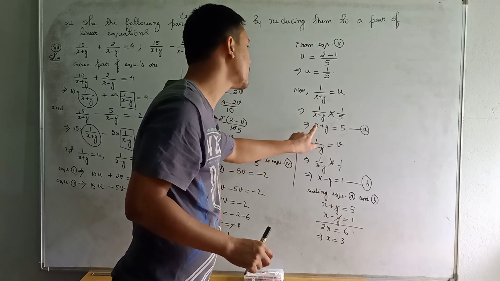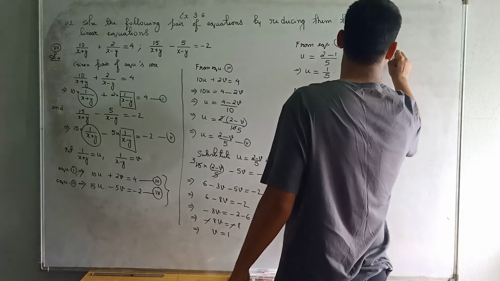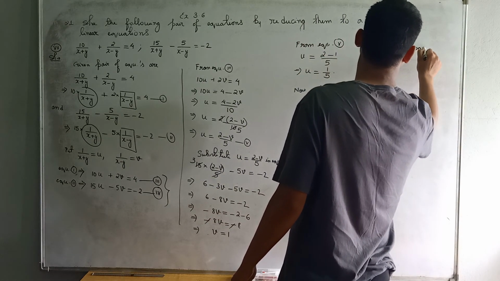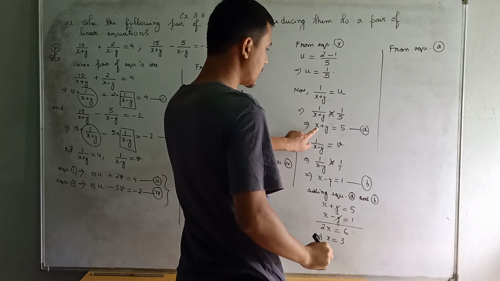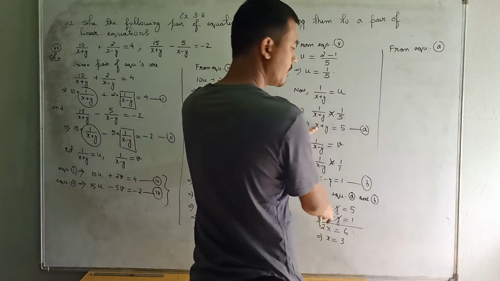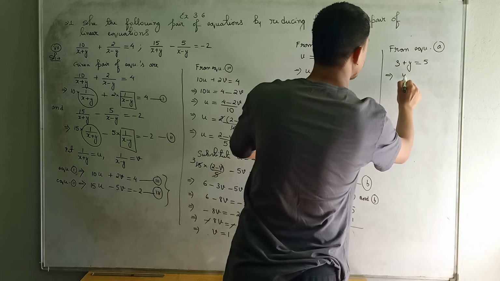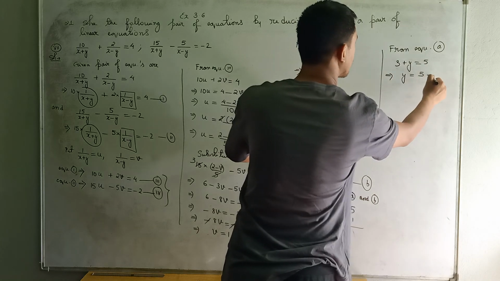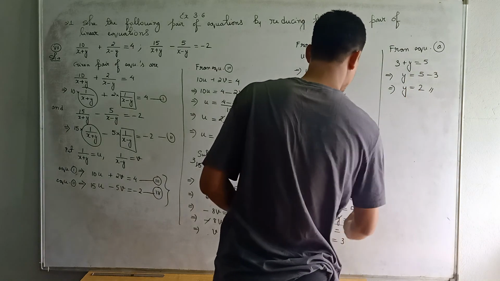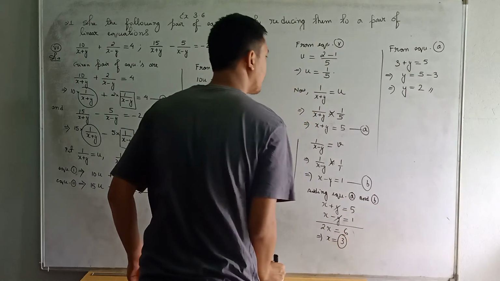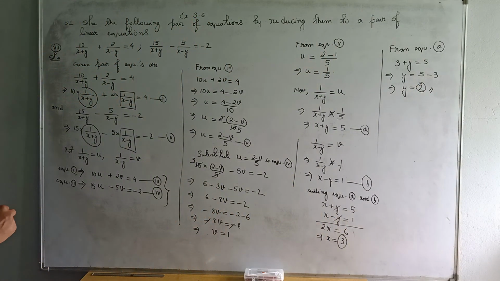Now this x you substitute in equation A, you get y. So at last, from equation number A, x plus y is 5, but your x is 3. So 3 plus y is 5. So this implies y equals 5 minus 3, transposing 3 as minus 3, so y is equal to 2. So x equals 3 and y equals 2 is the solution for the given equations.